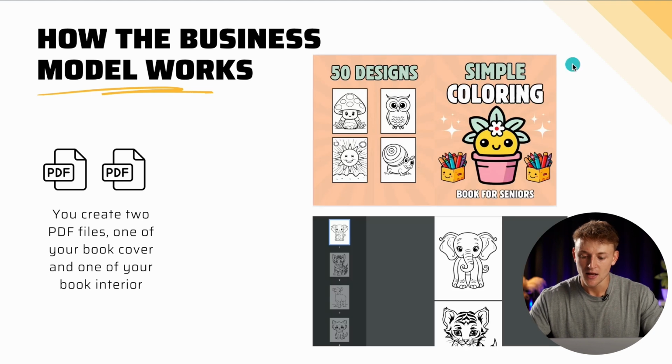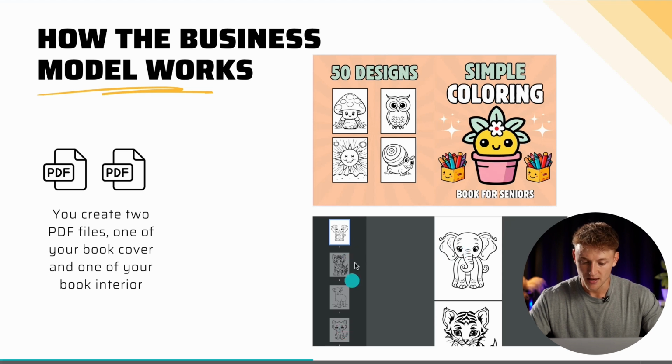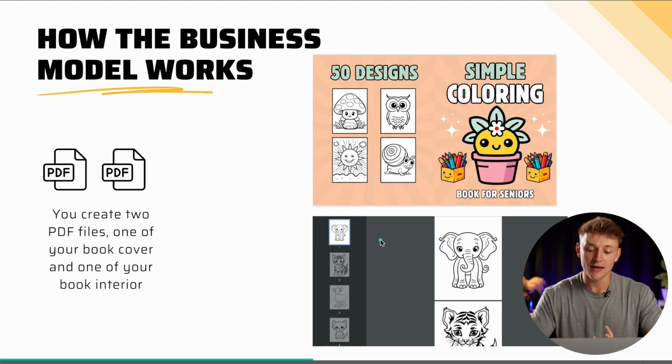So as you can see here, this is what a book cover file would look like, just a very simple PDF. You have your front cover here, you have your spine down the middle, and then you have your back cover. And then the interior file, which is basically the inside of the book, will look something like this. As you can see, this is just a simple coloring book for seniors. You've got very simple coloring pages in here. Very, very straightforward, 2 PDFs, and these are the things you upload to Amazon.